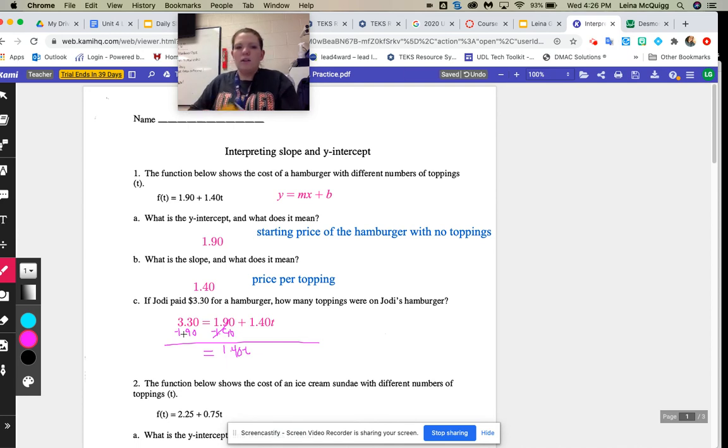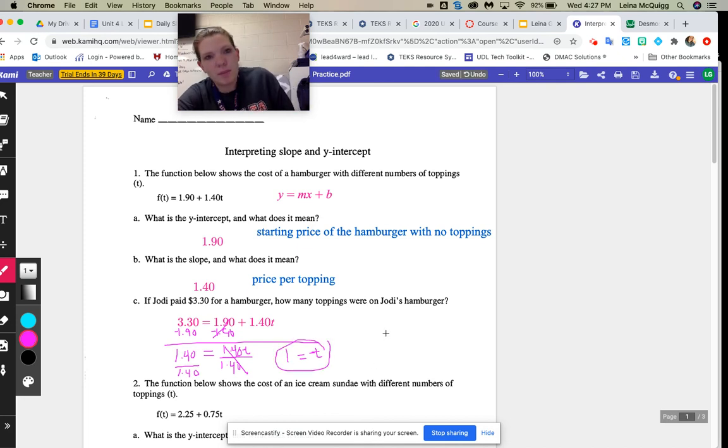Let me grab a calculator. 330 minus 190 is 140. Then I'm going to divide by 140. So 140 divided by 140 is 1. I'm just going to be left with t equals 1. So she got one topping on her hamburger, and it cost her $3.30.